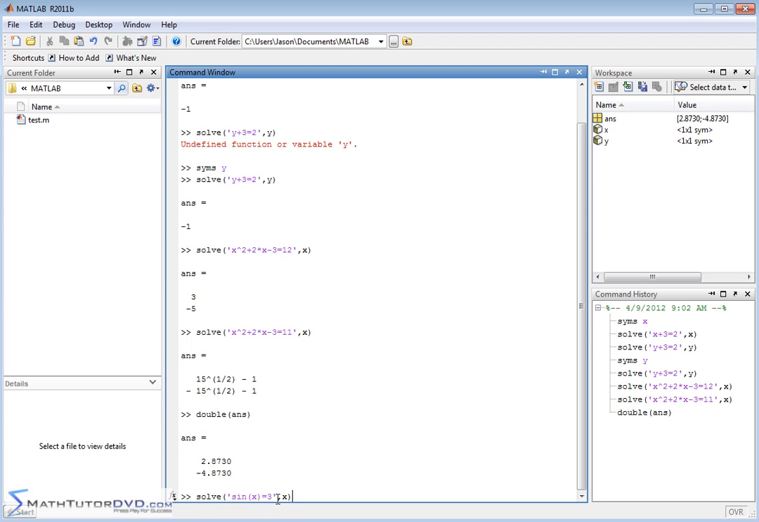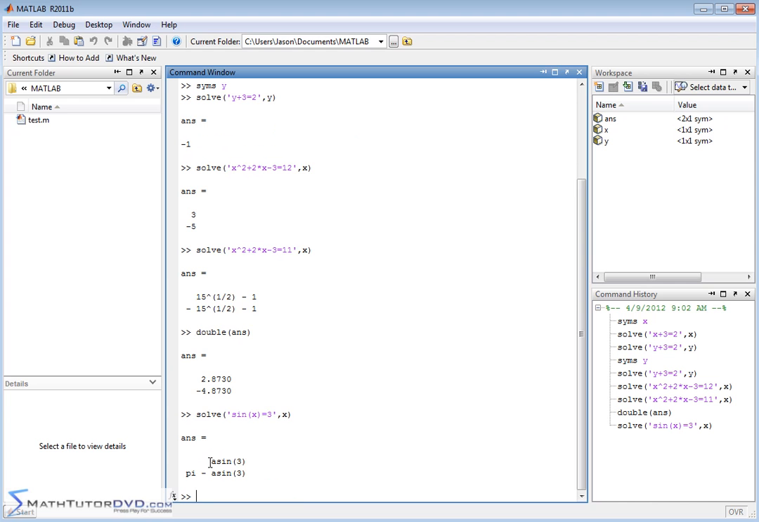So MATLAB is going to do the best that it can to give you a totally exact answer. In fact, we have arcsine of 3 and we have pi minus arcsine of 3. What's really happened here is that when it tried to solve this equation, the only thing it can do, since you're solving for x, is take the arcsine of 3, but there isn't really a way to give you an approximate answer other than to tell you that it's just the arcsine of 3 and it's pi minus that.